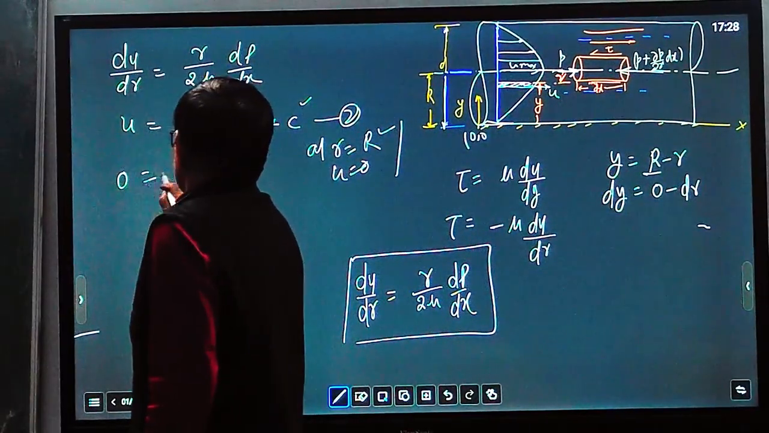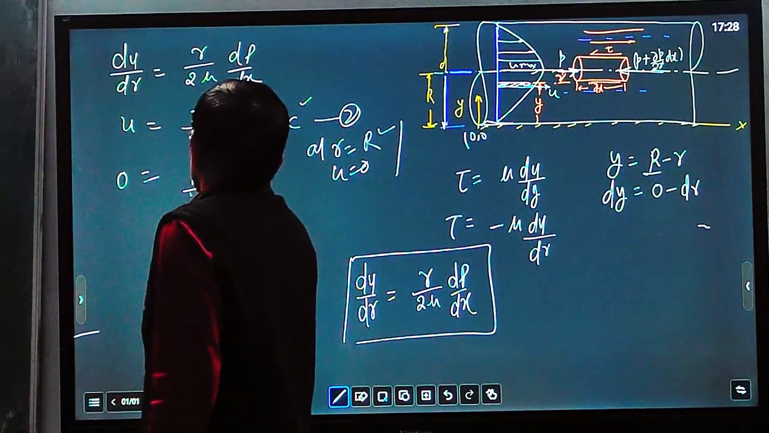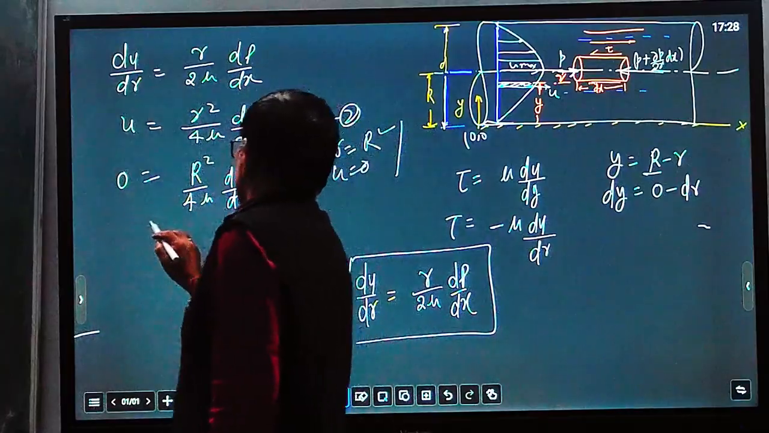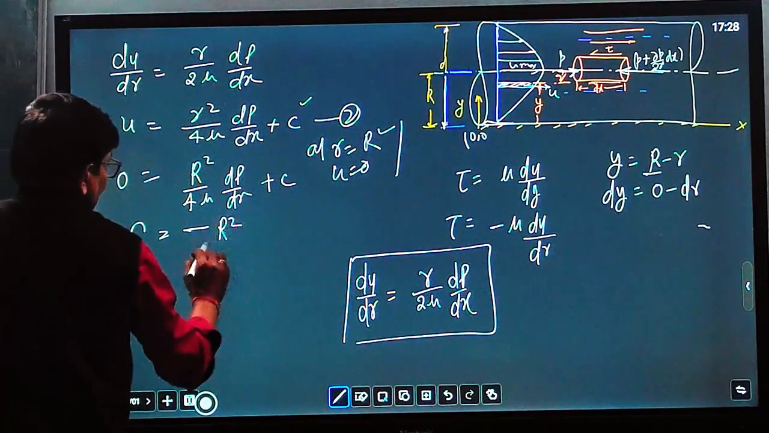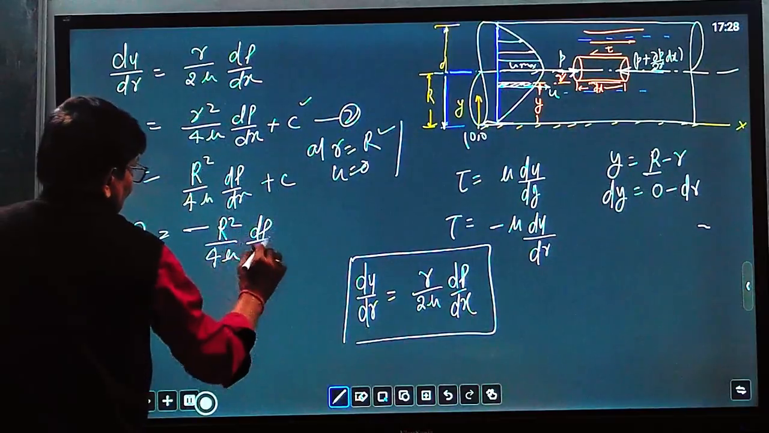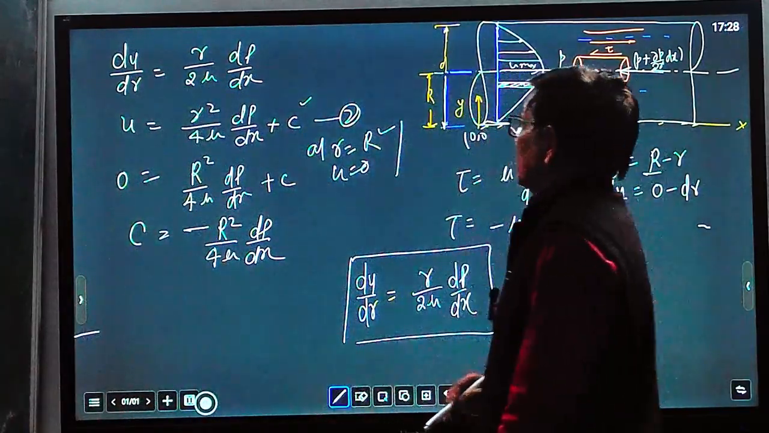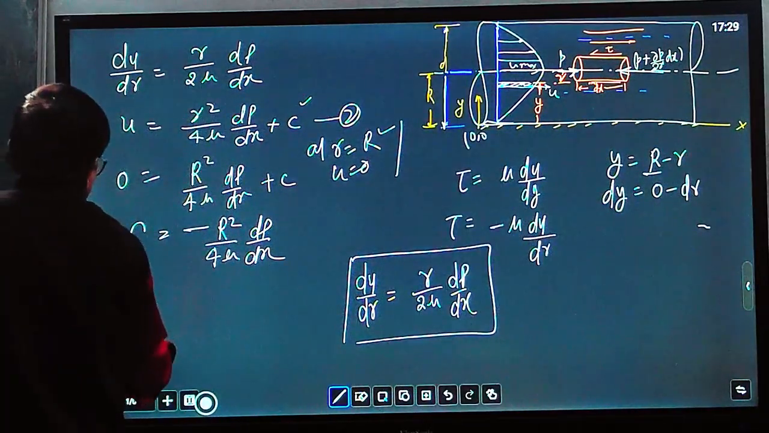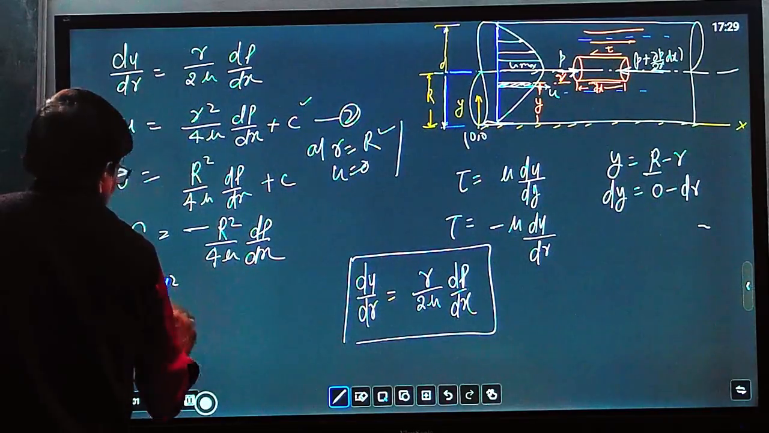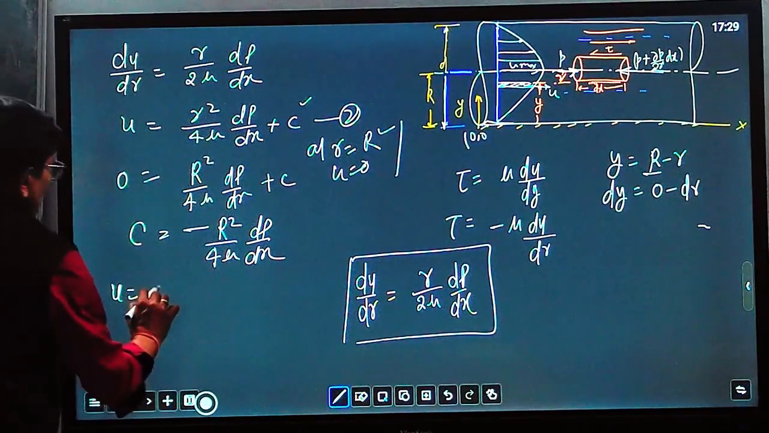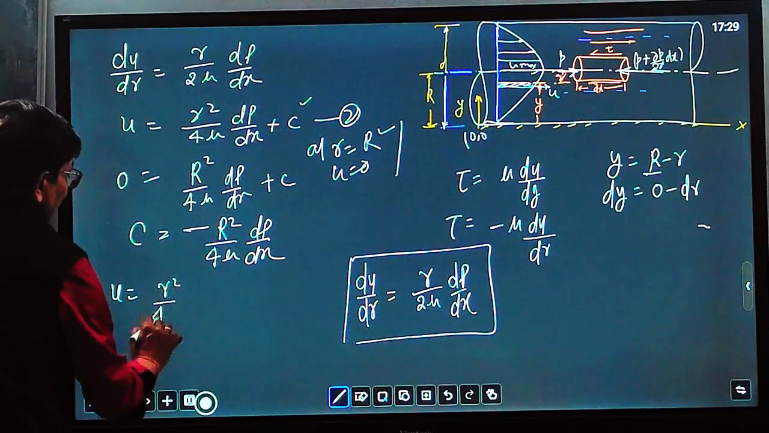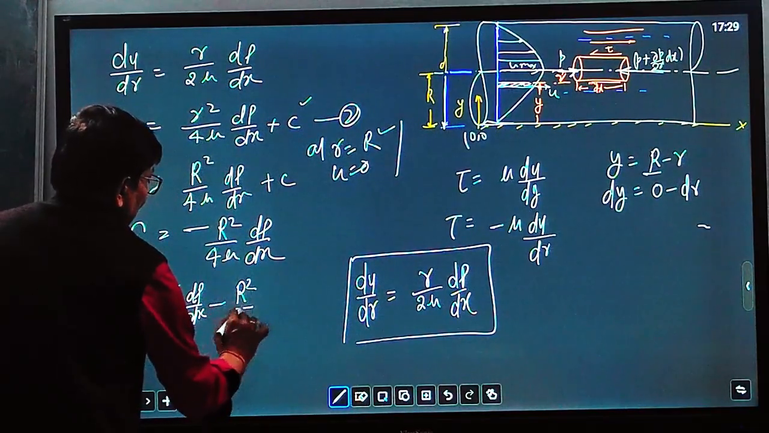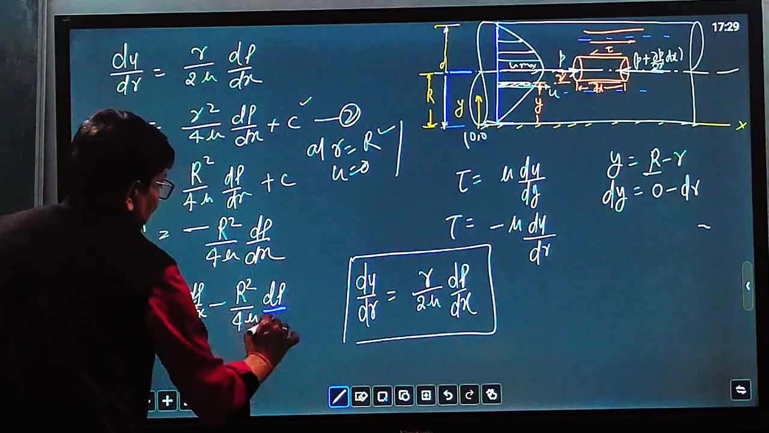So 0 equals capital R square upon 4 mu dp by dx plus c. So c equals minus R square upon 4 mu dp over dx. And putting this value in the equation, we get the general equation of u equals r square upon 4 mu dp by dx minus R square upon 4 mu dp by dx.